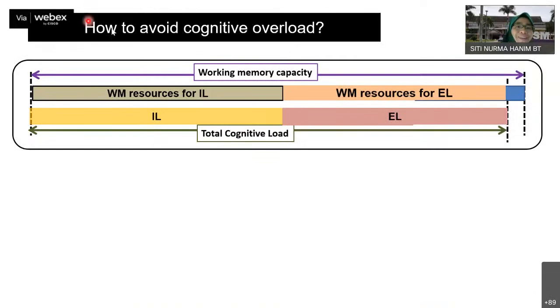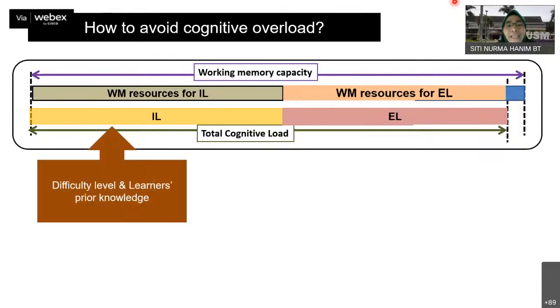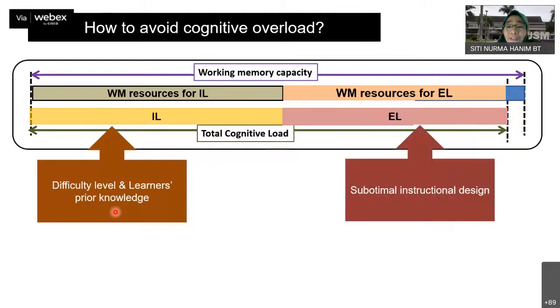So how to avoid the cognitive overload? There are two principles. Number one, remember intrinsic load depends on the difficulty level and the learner's prior knowledge. Extraneous load is suboptimal instructional design. So how to manage this one?